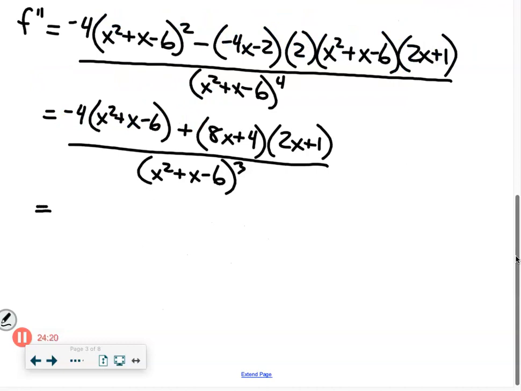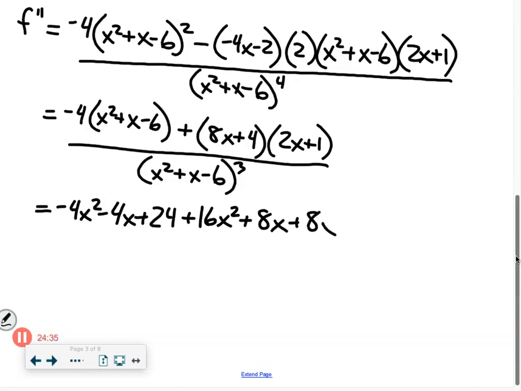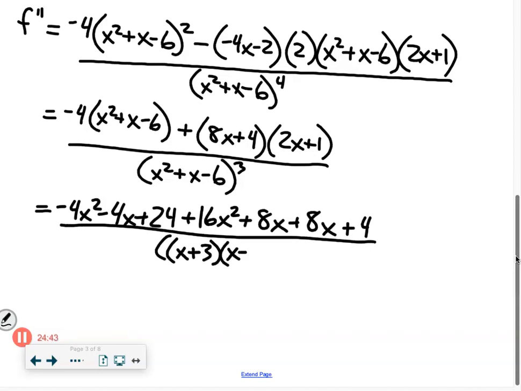All right, in order to find the zeros at the top, I'm going to have to distribute and combine like terms. -4x squared minus 4x plus 24 plus 16x squared plus 8x plus 8x plus 4. And I can rewrite the bottom as x plus 3 times x minus 2, cubed.